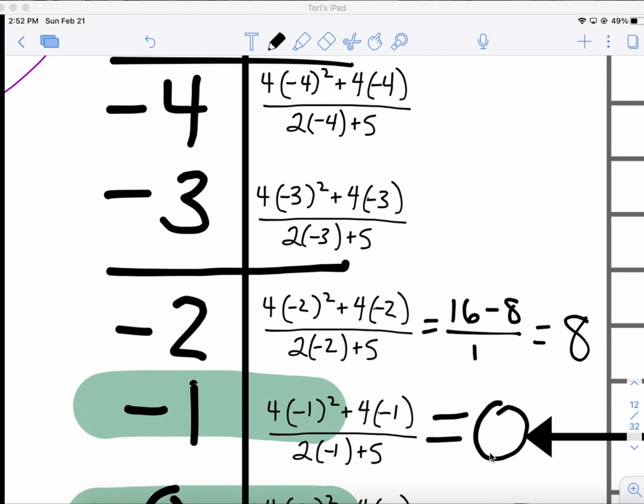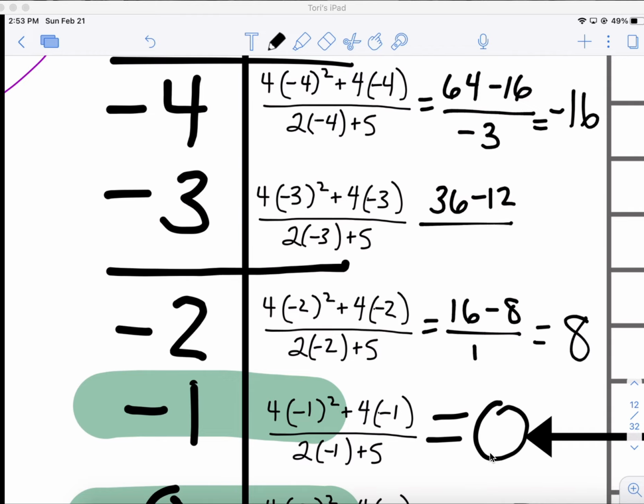On the other side of the asymptote, since we're at negative 2.5, I went ahead and did negative 3 and negative 4. So let's run through these. We've got 16 times 4 is 64. Minus 16, and then negative 8 plus 5 is negative 3. All right, so up top we've got what, 48 over negative 3 is a negative 16. For the next one we've got, let's see, 9 times 4 is 36 minus 12. And then negative 6 plus 5 is a negative 1. So 24 over negative 1 is negative 24.